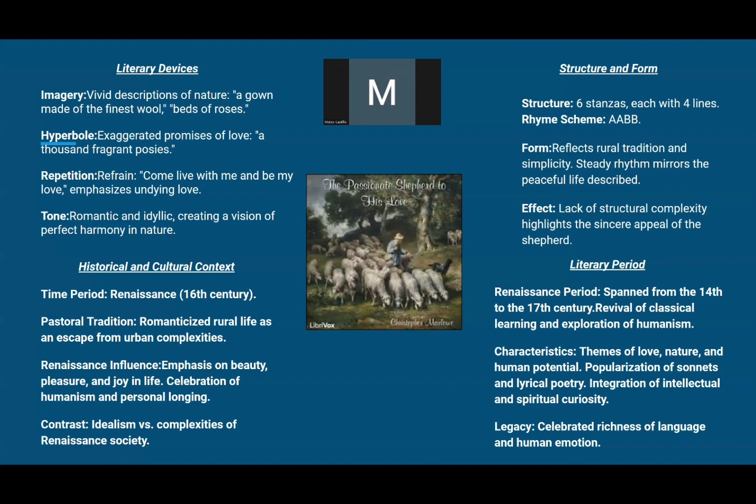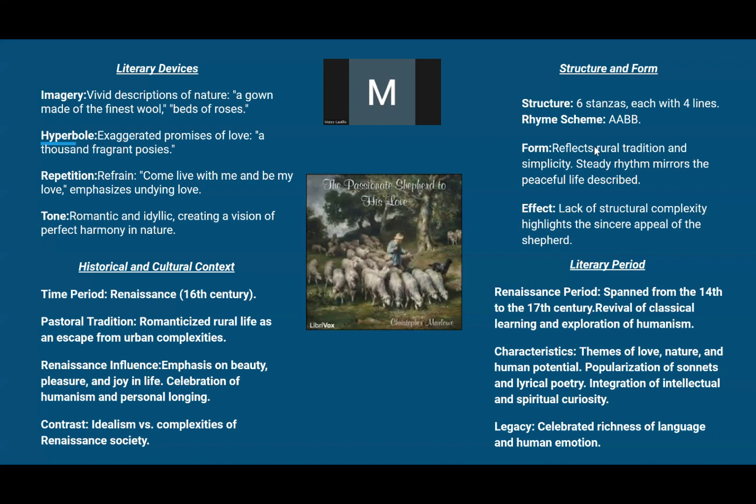The structure and form of this poem. This poem is broken down into six stanzas, each with 4 lines, with a rhyme scheme of A A B B. It helps reflect a rural tradition and simplicity. The steady rhythm helps mirror the peaceful life that is described throughout the poem. With its lack of structural complexity, it helps highlight the sincere appeal of the shepherd.